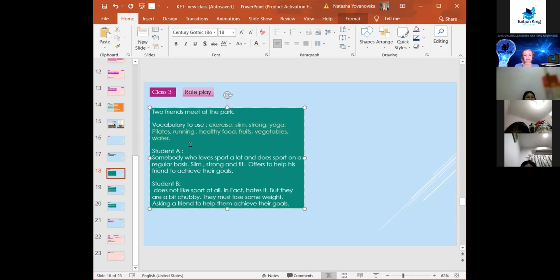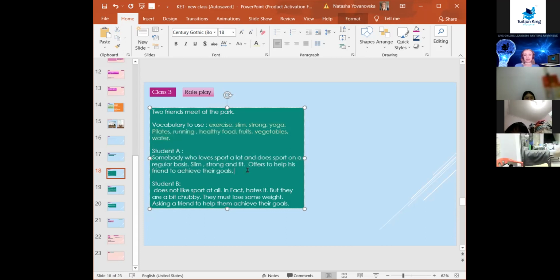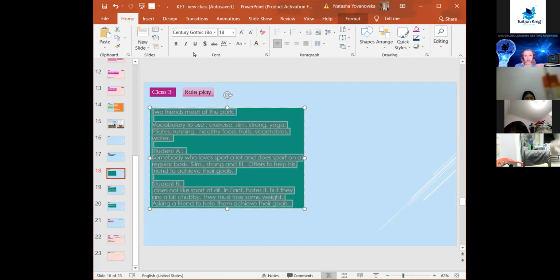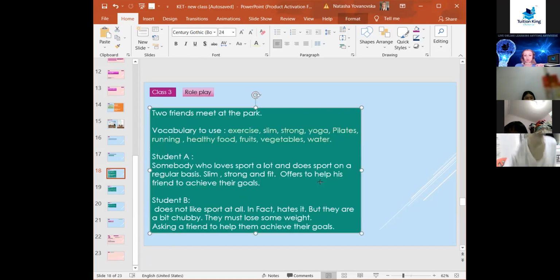So student A is somebody who loves sport a lot and does sport on a regular basis. This person is slim, strong, and fit. They offer to help their friend to achieve their goals. Okay, so that's student A. Now, student B is someone who doesn't like sport, in fact hates sport so much, but they're a bit chubby.